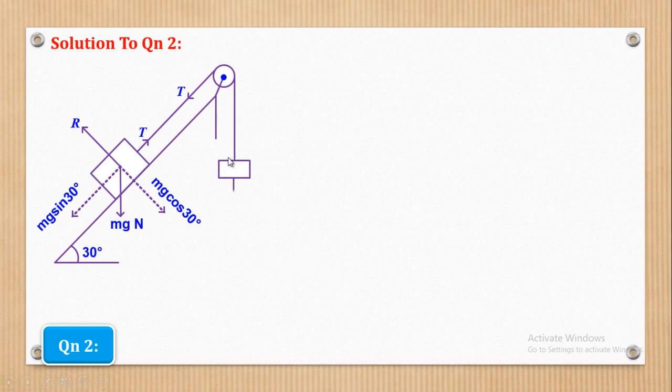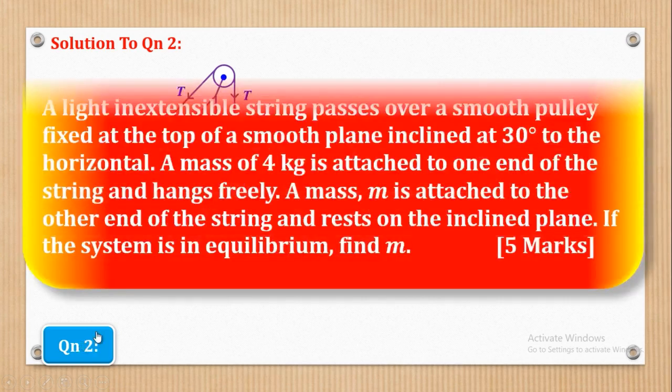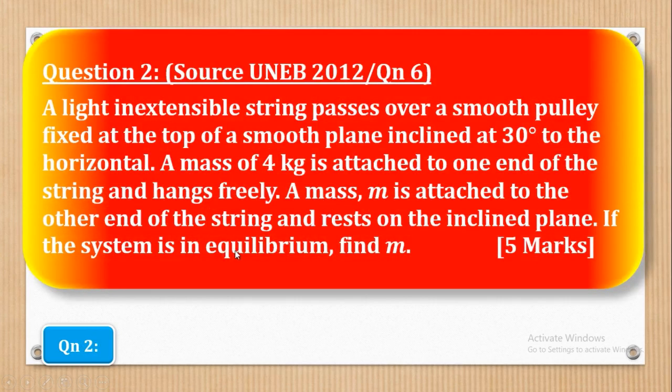First we shall begin with the weight of that 4 kilogram mass, which is 4g newtons, and after that we shall show the tension in this string, which is also T. We should note that the tension is the same throughout the string because the string is continuous. So basically that's what was given in the question, and remember they told us that it's in equilibrium.